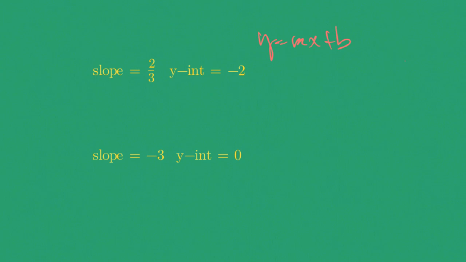Well, what's the lowercase letter that also means slope? M. You see this 2/3? We're going to take that 2/3 and put it right there for M. Y equals 2/3 x. We're going to replace the M with 2/3 because that's my slope. And my y-intercept is -2, so I'm just going to put a -2 on the back end. I'm going to replace the b with the -2.